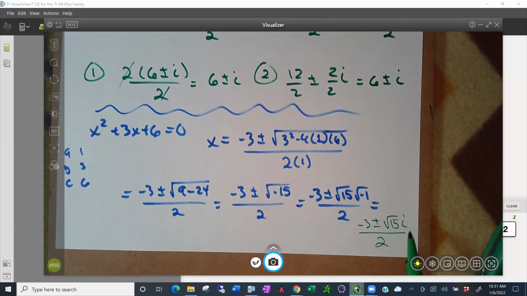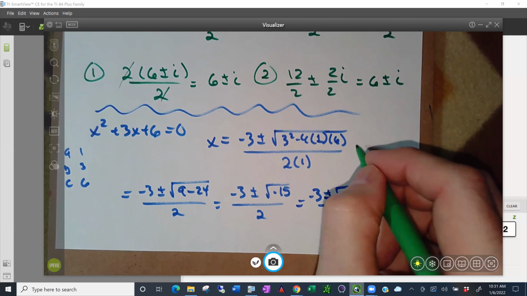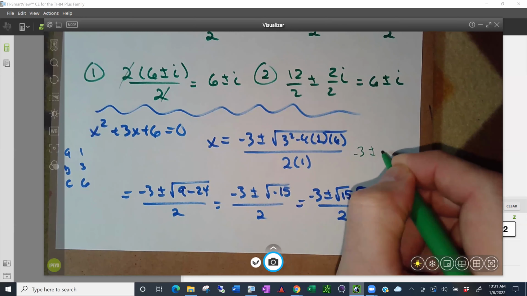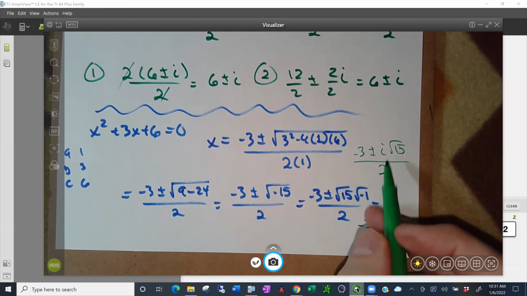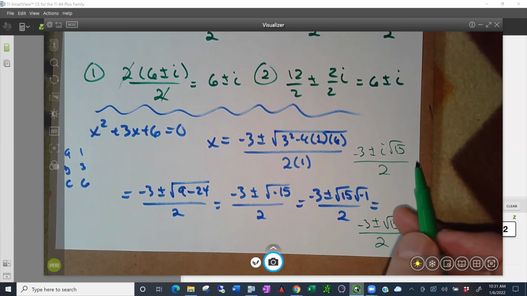Now, one quick word about the i here. That i is not under the radical. So a lot of times I actually prefer people to write it like this: negative 3 plus or minus i times the square root of 15. Even though it's a little unconventional, it makes clear that the i is not under the radical.